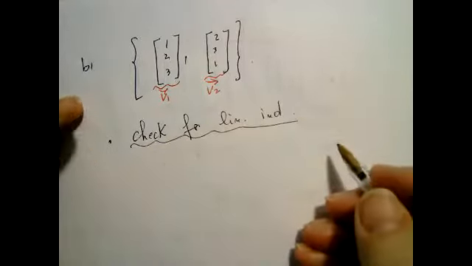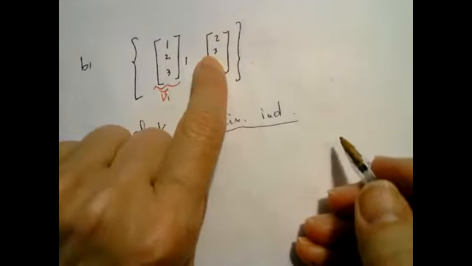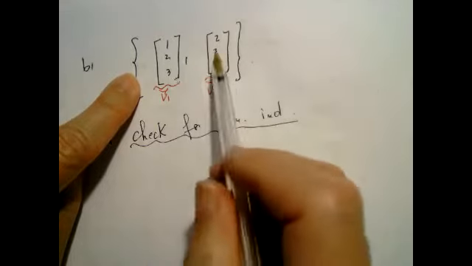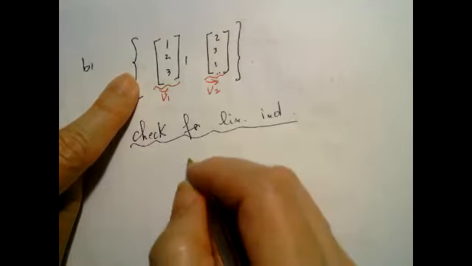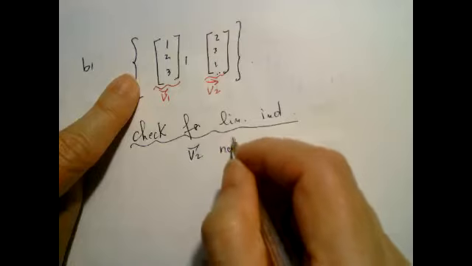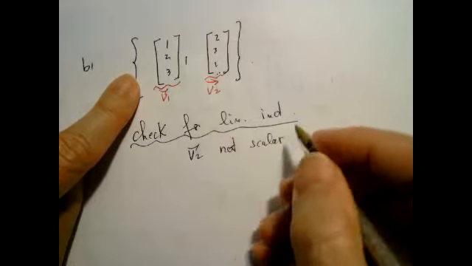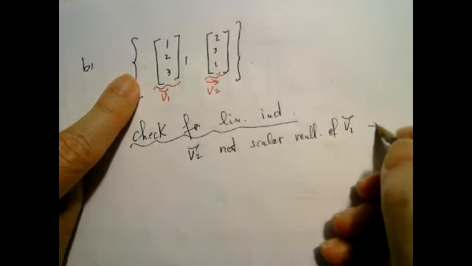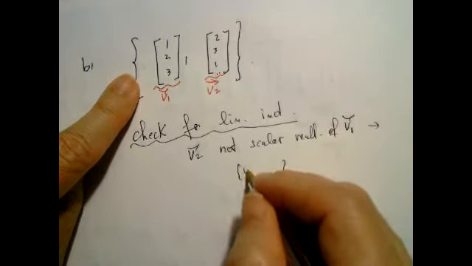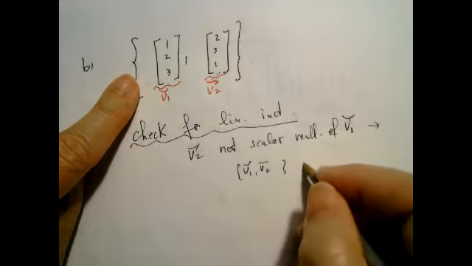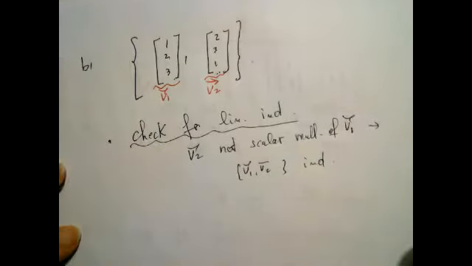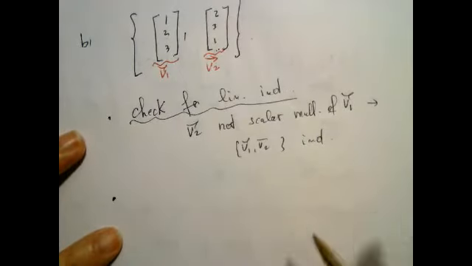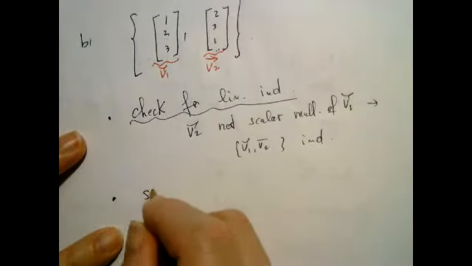Okay, you can check for it. Since they are only 2 vectors, I can use that they are not scalar multiples. V2 is not a scalar multiple of V1, which means they are linearly independent. But that's not really enough. What matters is also that we want them to cover all of R3.